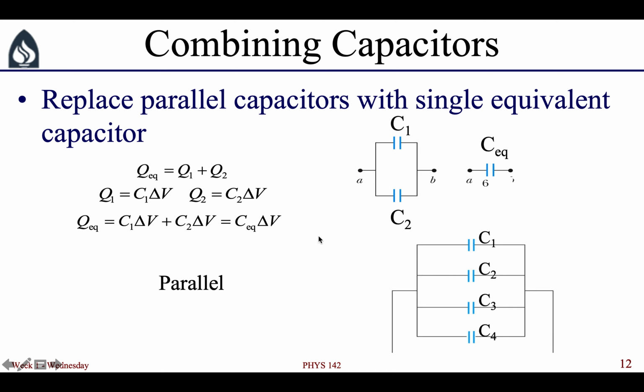So then we notice the potential difference is the same in all of these terms. We can divide all of the terms by potential difference, and we find that the equivalent capacitance is equal to the sum of the capacitances of the two individual capacitors. So if we have similarly a whole bunch of capacitors in parallel, we can just add the capacitances to find the capacitance of an equivalent single capacitor. So that's pretty easy. If you have capacitors in parallel, just add up their capacitances, and that is the capacitance that the whole set has if you were to replace them with a single equivalent capacitor.